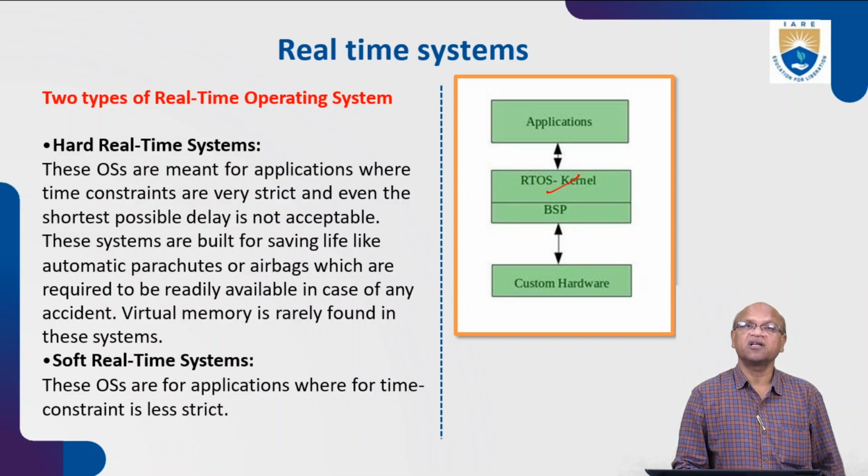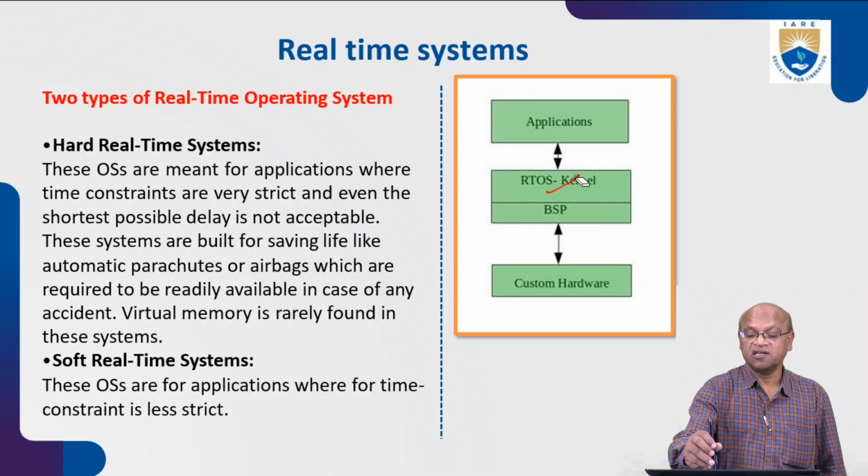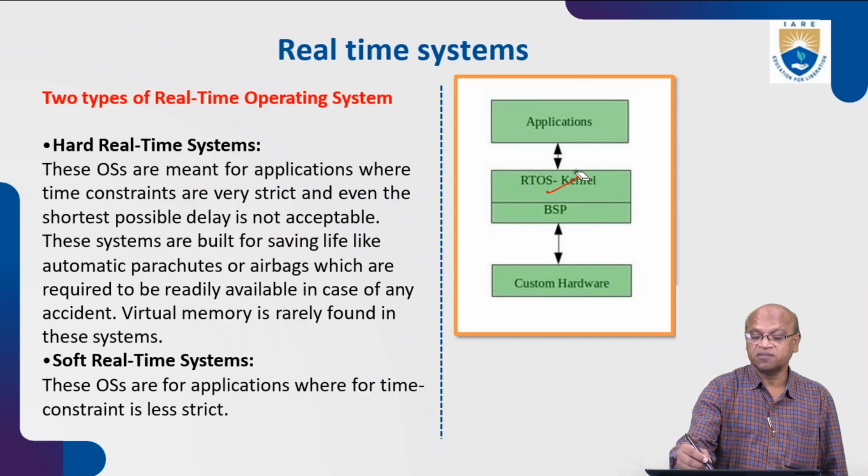So there are two types of real-time operating systems. Hard real-time systems: these OS are meant for applications where the time constraints are very strict, and even the shortest possible delay is not acceptable. These systems are built for saving lives, like automatic parachutes or airbags, which are required to be readily available in case of any accident. Virtual memory is rarely found. We don't use virtual memory. The action will be taken on the spot. If it's not taken on the spot, the system will collapse. So like this, real-time operating system.